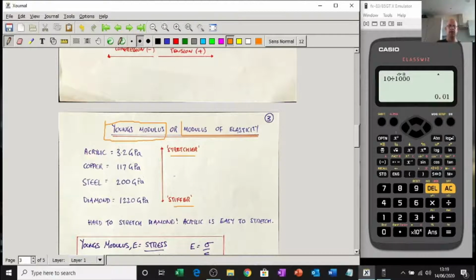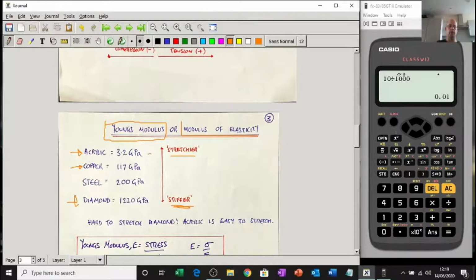Obviously some materials you can stretch more than others. For example, acrylic or plastic, copper, you can stretch copper. Obviously acrylic is a form of plastic, right? So you can stretch plastic more than you can stretch a metal. And diamond is very hard to stretch, it's very stiff. Obviously copper is easier to stretch than steel. Now you can tell this by this.